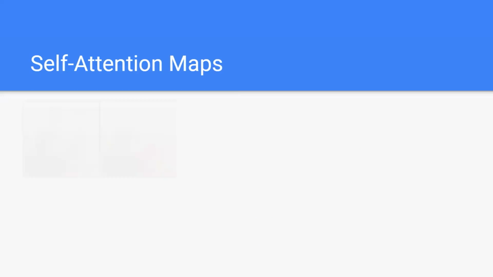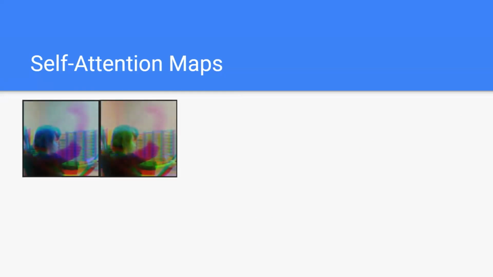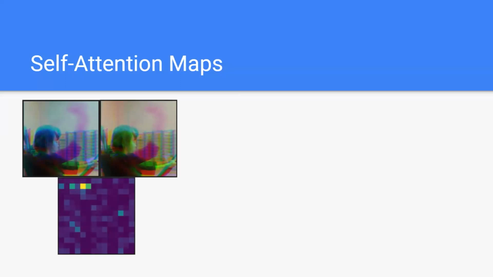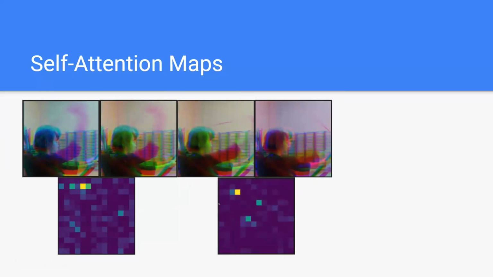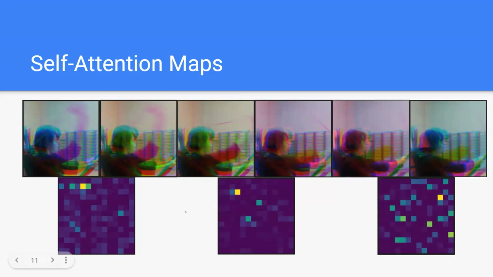So looking at the self-attention maps, we have the first 2 frames of an archery video. Because we're using 3D patches, these 2 frames are used in conjunction with one another to generate these spatial self-attention maps. And then we have the middle of the archery video with its self-attention map, and then the final 2 frames with its self-attention map.